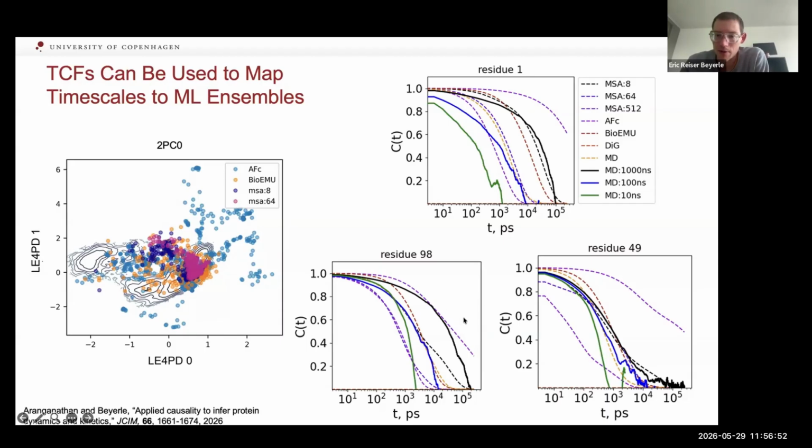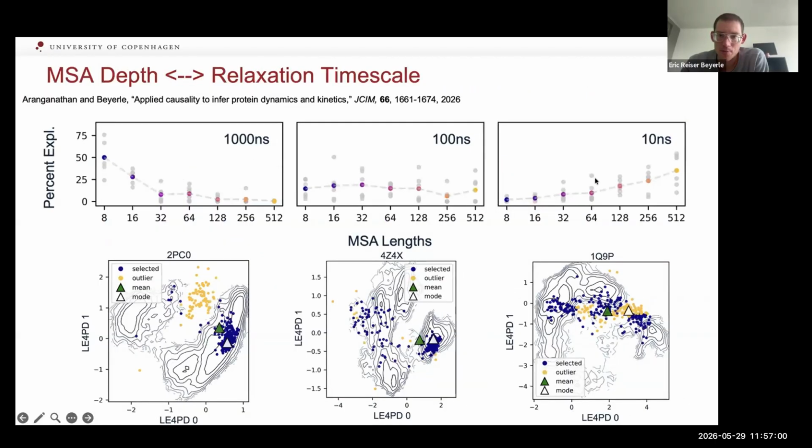But what we did was we had some quantitative ways to calculate the distance between these time correlation functions. And then we used that to make these plots, which tell us the fraction of residues that are best explained by each generative ML technique. In this slide, we're just looking at AlphaFold 2, and what we found, like I said a few seconds ago, was that if we have an MSA depth of 8, that's best at explaining approximately 50% of the dynamics of the residues in the protein at the microsecond time scale.